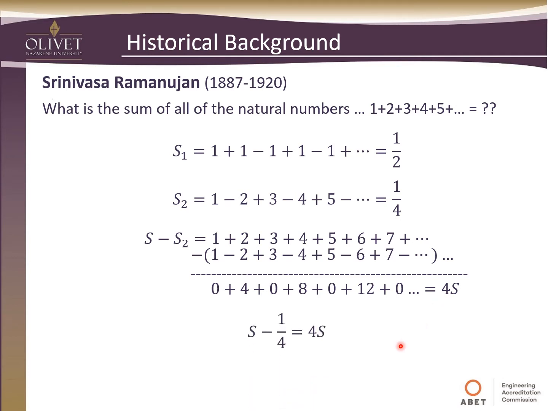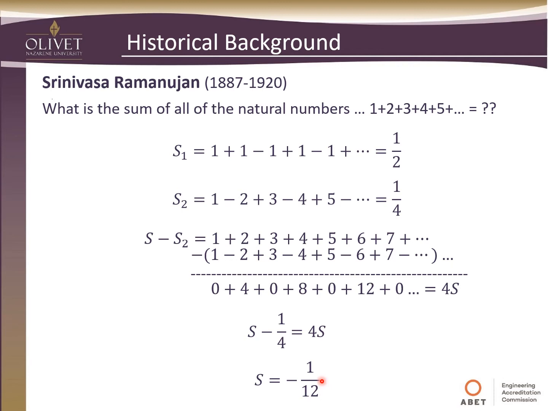So now we realize that we can set up this equation to say, okay, s minus s2. Well, we know that s2 is 1/4, right? So instead of s minus s2, we'll say s minus 1/4. Well, we know that this is equal to, as we've just calculated, 4s. So now we have s minus 1 over 4 is equal to 4s. This tells us then, if we solve for s, that s is equal to negative 1/12.